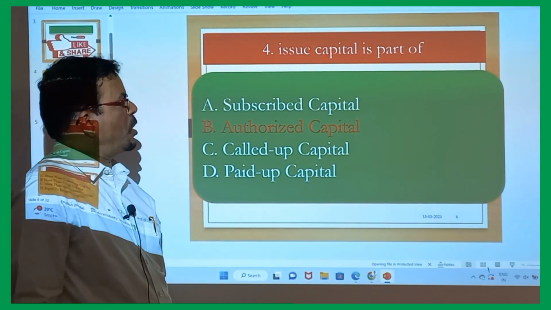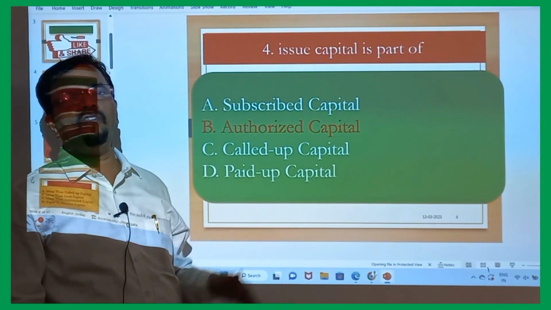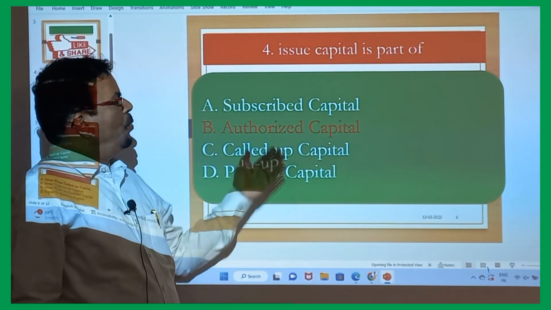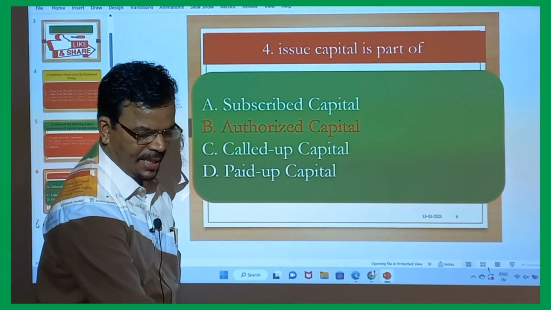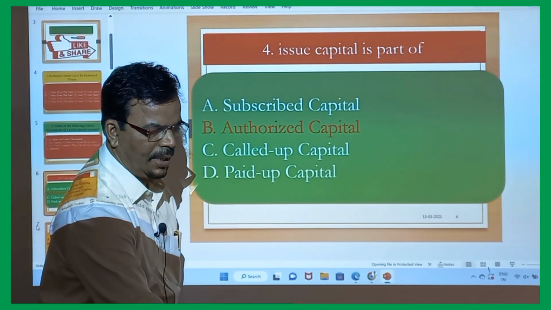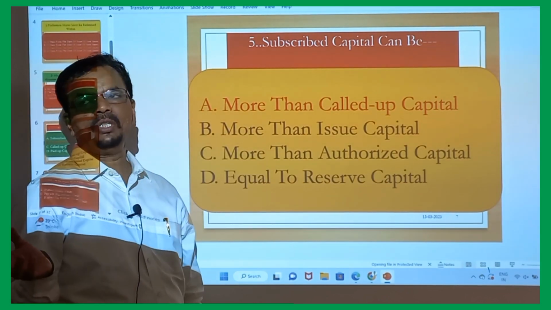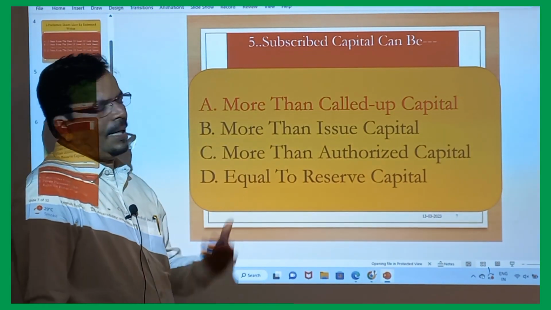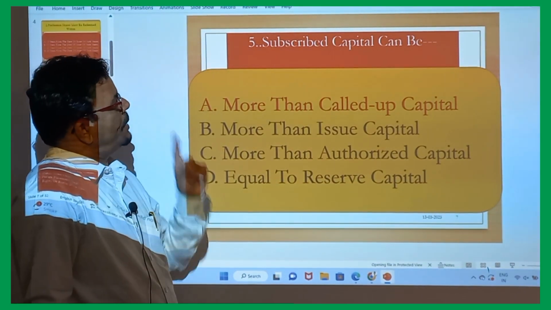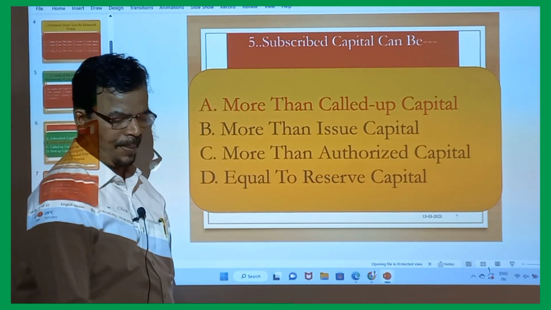Issue capital is a part of authorized capital. This is a procedure of the issue of shares, which is written in the prospectus. Issue capital is a part of authorized capital. What is authorized capital? That capital which the company can collect at maximum from the shareholders. Above that you cannot collect. That is known as authorized capital. Issue capital is a part of it.